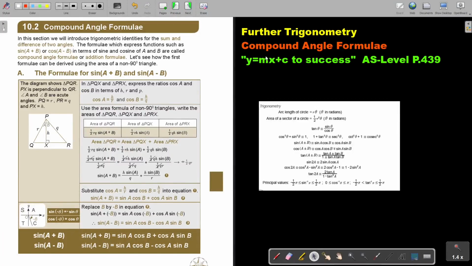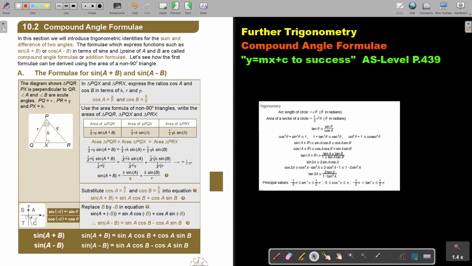In this video, we will start with the compound angle formula. You will find this on page 439 in the Namibian AS-Level Mathematics textbook, y equals mx plus c to success. Compound angle formula. In this section, we will introduce trigonometric identities for the sum and difference of two angles.